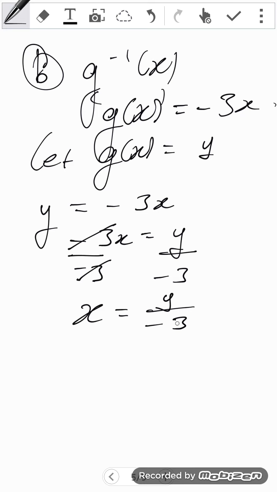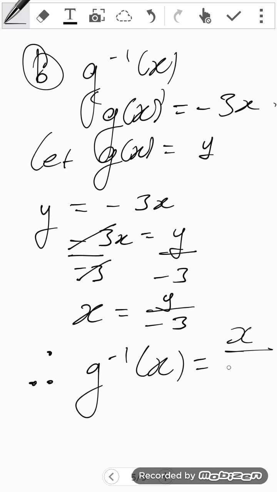Now, others might just end here and come out of the exam room screaming, no, I've managed, when they have not really managed. You're not looking for x. Be mindful of that. You're looking for the inverse of g function. So g inverse of x, that's why we said, therefore, g inverse of x is now going to be equal to, where there is y, you now put x over, now at the bottom you have a negative 3, like that. And this is the final answer, you see?